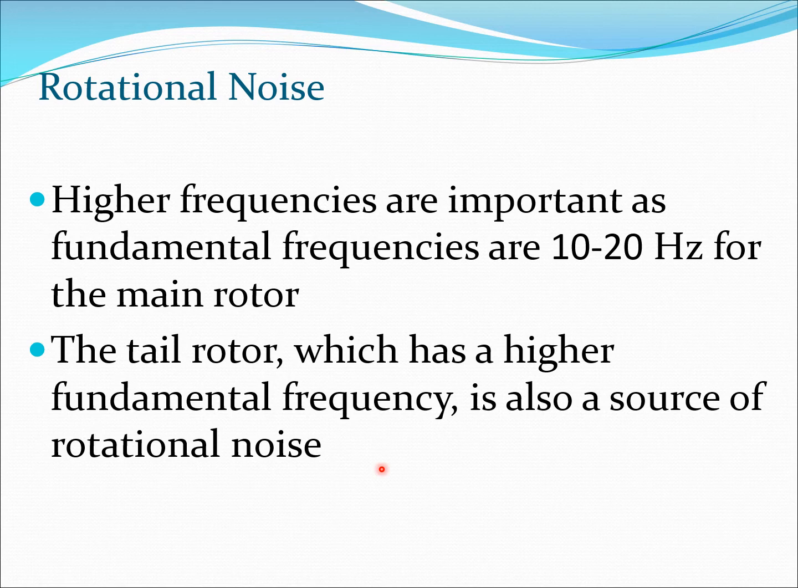Now, further frequencies are important also because the fundamental frequencies are 10 to 20 hertz for the main rotor. So therefore, we have to consider the n per rev and further multiples of this particular frequency. Now also remember that the tail rotor has a higher fundamental frequency, and therefore this is often the primary source of rotational noise, and you will see that many times when stealthy helicopters are designed, the focus is actually on the tail rotor because you want to design the tail rotor such that this source of rotational noise is mitigated.